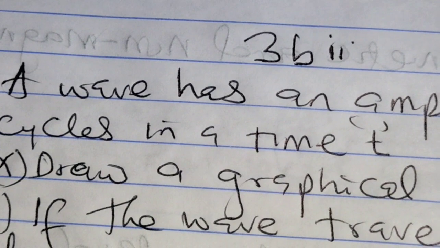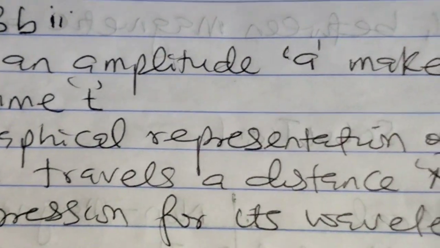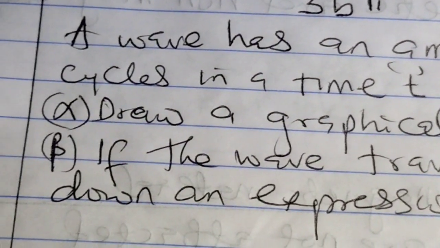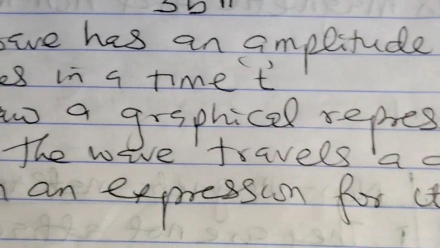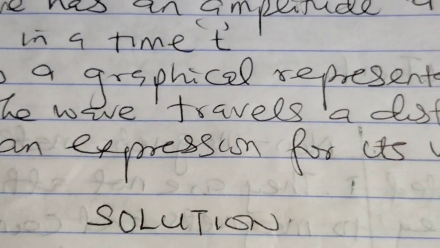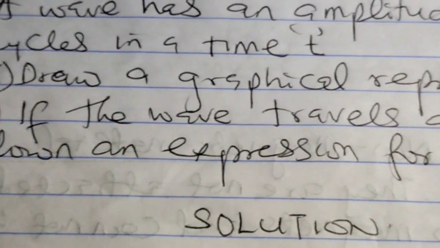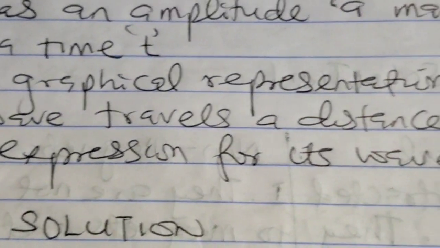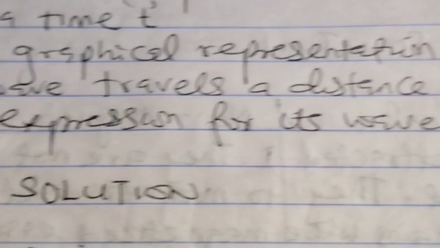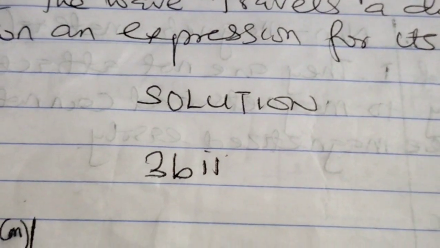We are going to 3BII, the main paper question. A wave has an amplitude A, makes two complete cycles in a time t. Alpha, draw a graphical representation of the wave. Beta, if the wave travels a distance s, write down an expression for its wavelength.